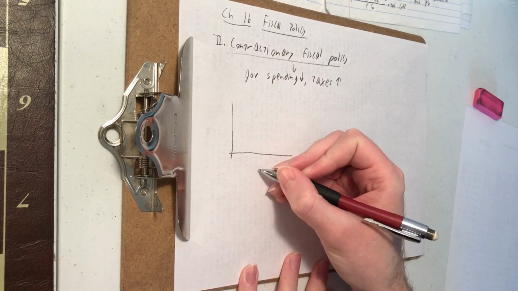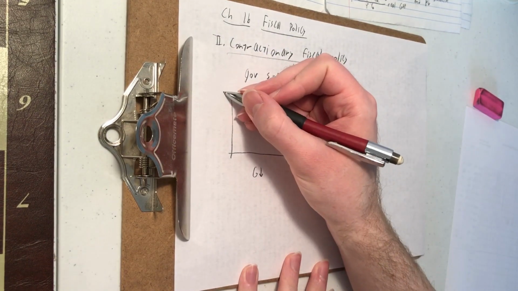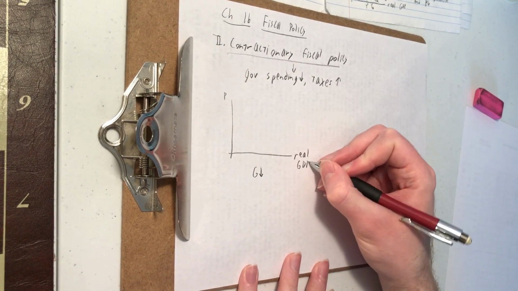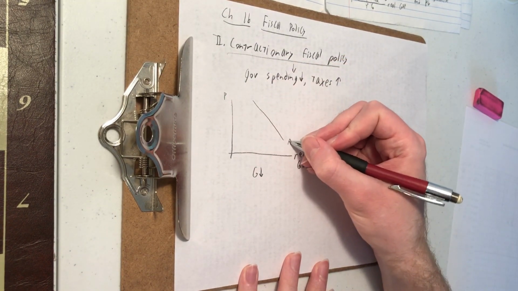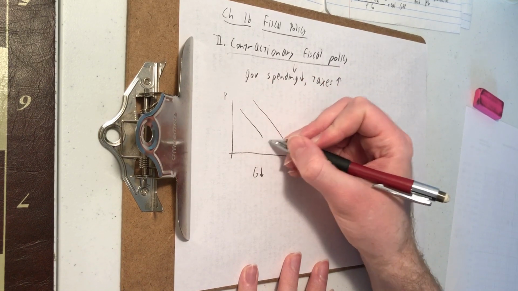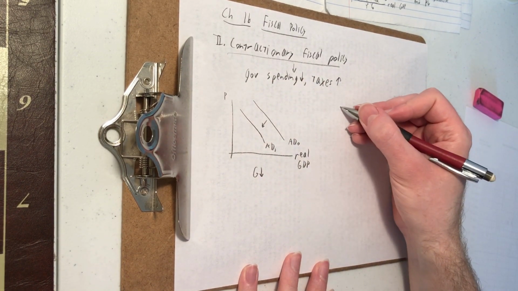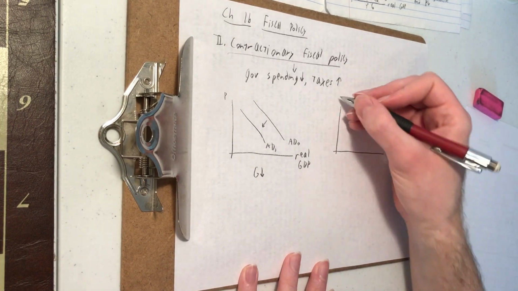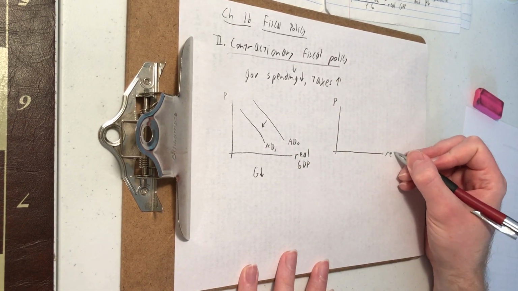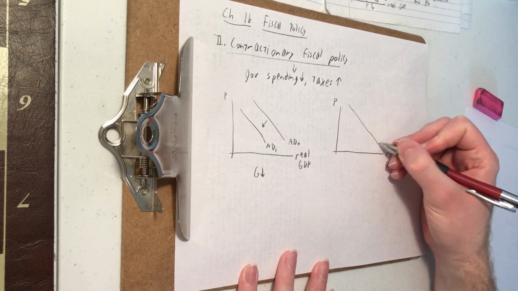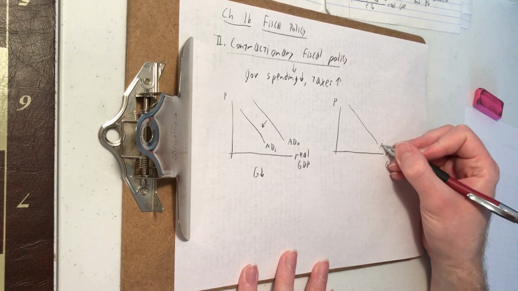If there's lower government spending, that means there's less overall spending in the economy. So it's going to shift AD back. Similarly, if you have higher taxes, that means people have less money, and if people have less money, they're going to spend less.